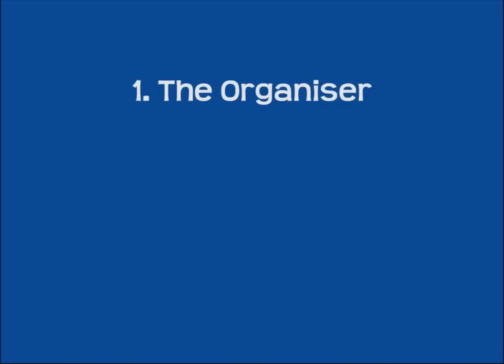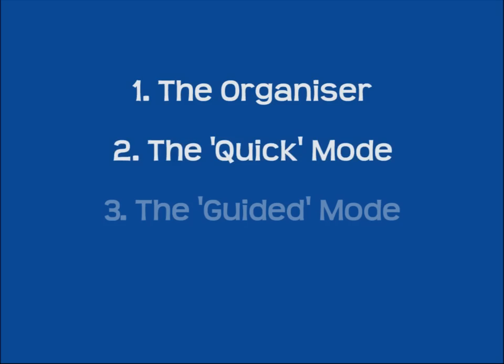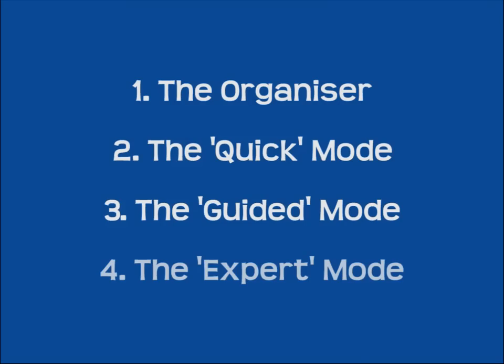Those four areas being the Organiser, a place where we organise our media, the Quick and Guided Modes, which offer simplified ways to add good-looking and otherwise complex adjustments, and then the Expert Mode, which gives us access to everything Photoshop Elements has to offer. It's where you go when you know what you're doing.